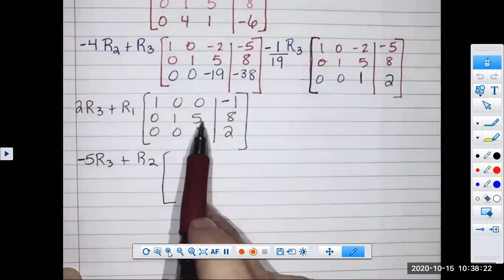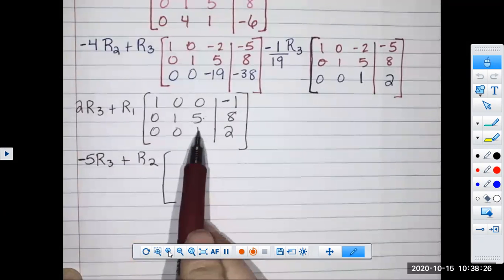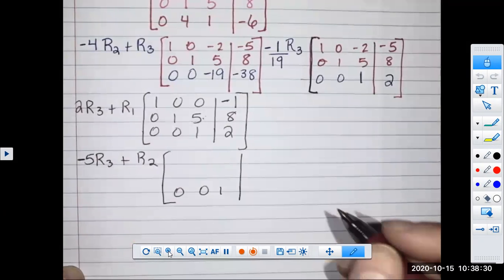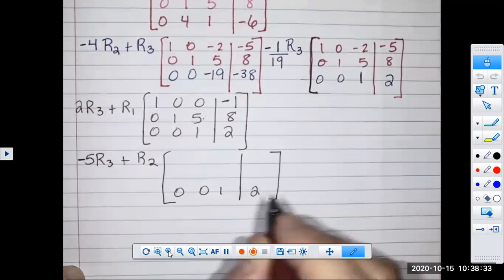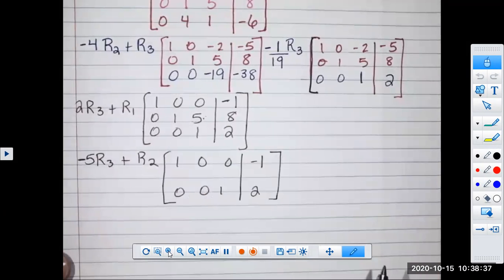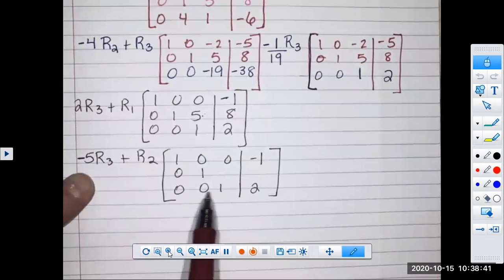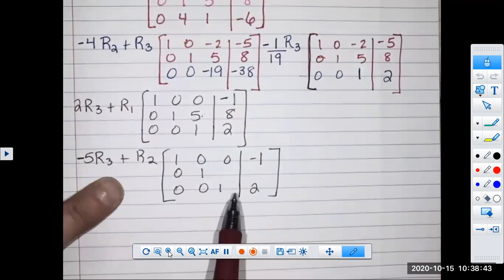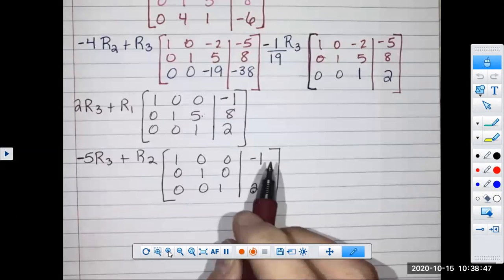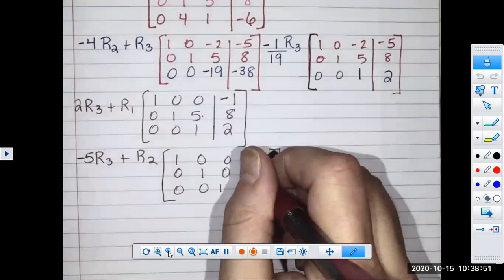-5, because we want this to become 0. So this needs to be -5. So row 3 stays, row 1 stays. And when you multiply this by -5, those stay, and then you get 0 here. -2 times -5 is -10. And then add 8, so you get -2.